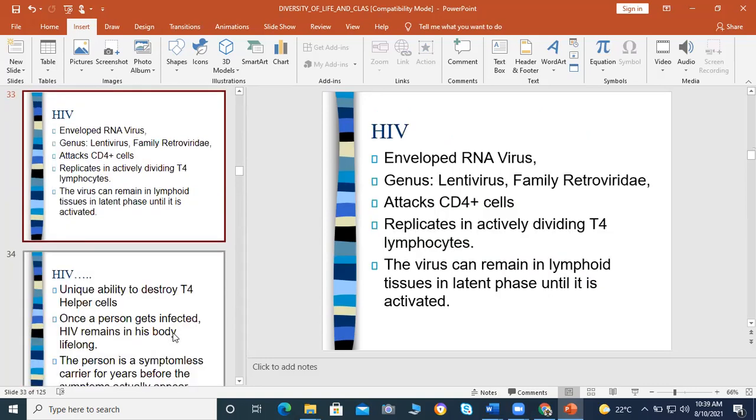Now, when you look specifically at the human immunodeficiency virus, which is the HIV virus, it has only RNA. And then it replicates in actively dividing T4 lymphocytes, and they can remain in lymphocyte cells for a certain period. By the way, the HIV virus has a unique ability to destroy the T4 helper cells. The T4 is actually found in our lymphocytes or in our lymphatic system. Once they enter, they destroy all the helper cells that produce the antibodies. And because of that, they produce a retroviral effect. Retroviral means that they are able to rapidly multiply. But when you take the antiretroviral, which we call the ARV, it stops it from multiplying.